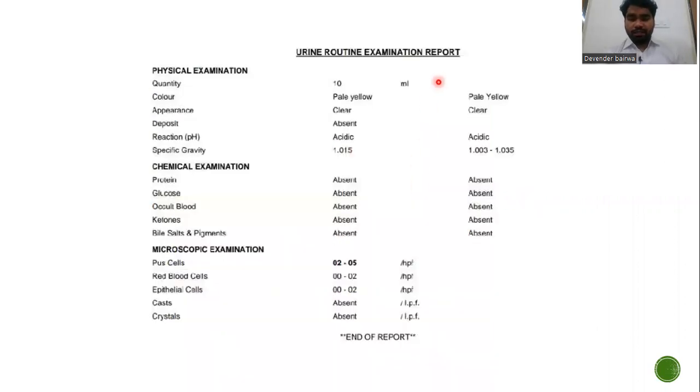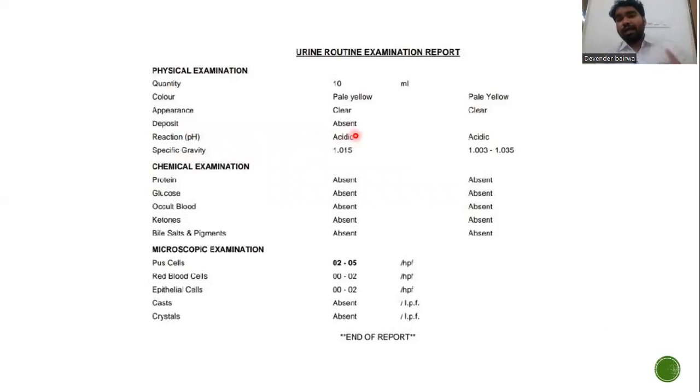So this is a snapshot taken from one patient, and it is showing how a routine urine microscopy report is generally presented. We can see quantity, we can see color, pale yellow. Generally, the color is straw pale yellow. Appearance should be clear. There should not be any deposits, and reaction is acidic. Normal pH of urine can be 4.5 to 7.5.